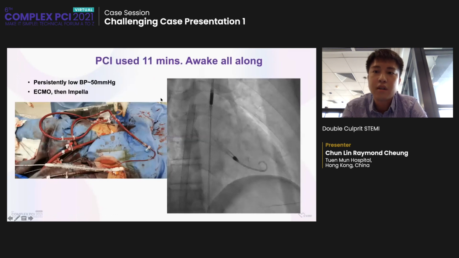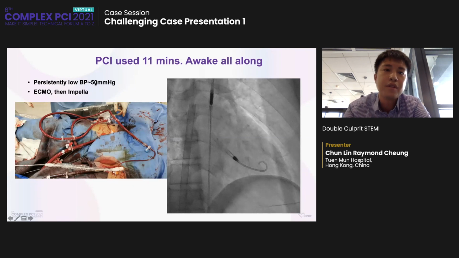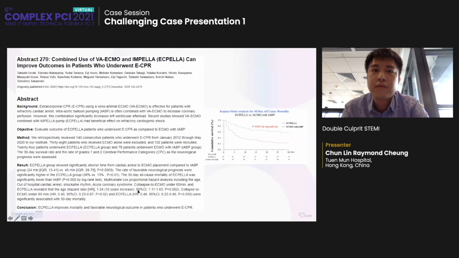However, despite our effort in revascularization, the patient's BP was persistently low, around 50 to 60, upon leaving the cath lab. So finally, we called our ICU colleagues to set up the ECMO with the sheath, and we also inserted the impeller for LV venting. There's actually growing evidence that combined use of ECMO and impeller, also known as ECPella, can improve patients' outcomes. A study published last year showed that ECPella can have better mortality and better neurological outcomes comparing patients with ECMO and IABP.